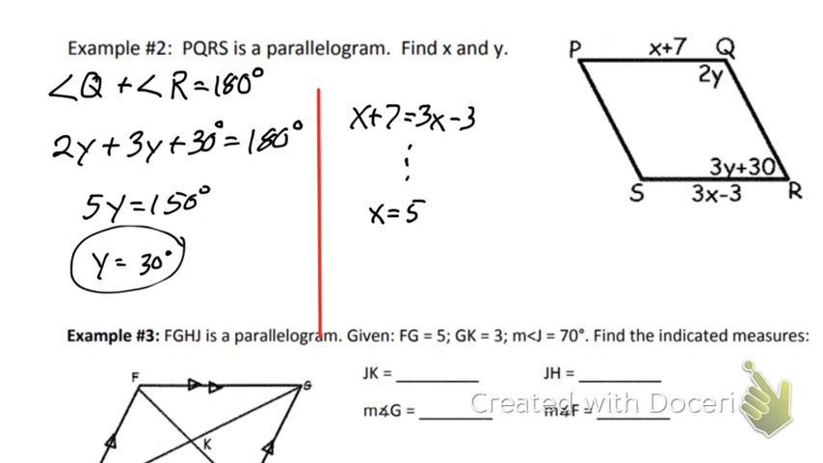x equals 5, not degrees, because we're talking about length. As soon as they're talking about degrees here, sometimes I'll put the degree symbol on, but it's not degrees because it is a length. Let's just double check to make sure it's right. 5 plus 7 is 12. 3 times 5 is 15, minus 3 is 12. We're good. Golden. Nailed it.